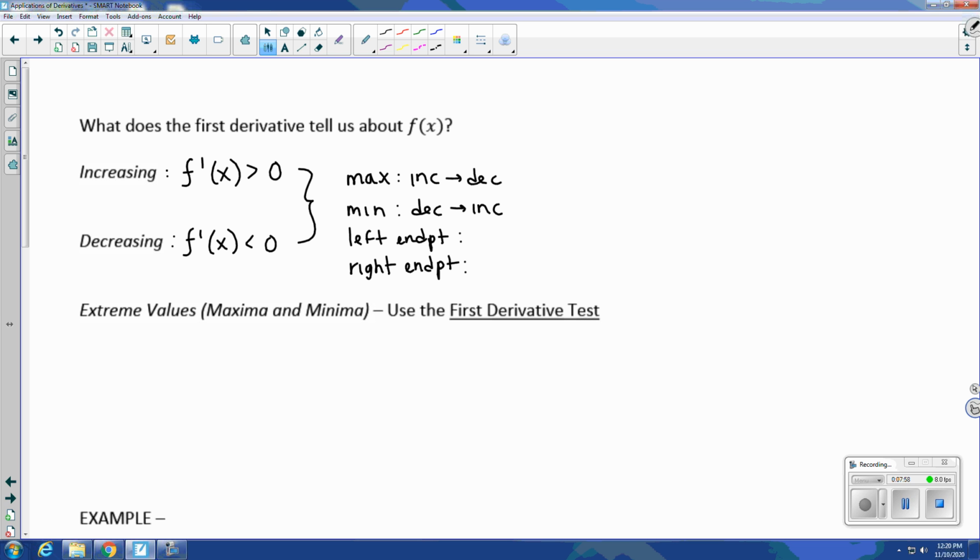Left endpoint. If it's decreasing from the left endpoint, that means we had a maximum at that point. If it's increasing from the left endpoint, that implies you had a min at that left endpoint. Right endpoint. If it's decreasing to the right endpoint, then we have a minimum at that right endpoint. And if it's increasing to, we have a max. And when I say from and to, we're working from left to right.